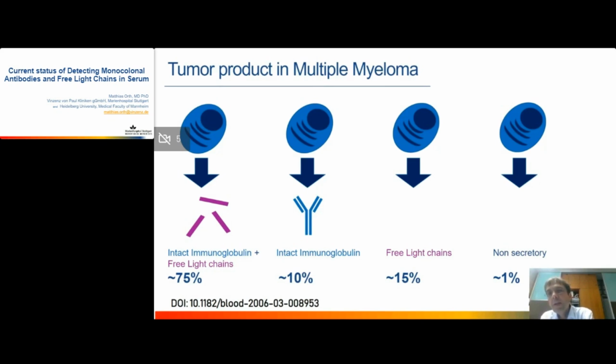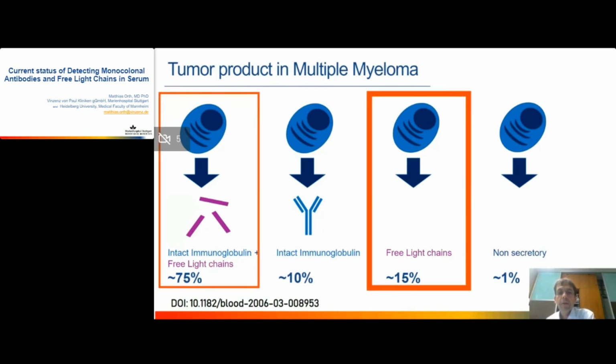So we know that the way we use it, whether we look for free light chains, will not detect some patients, and when we look only for intact immunoglobulins, we also will have a diagnosis failure in a few patients. So our topic today is the detection of multiple myeloma by free light chain assays, and when we employ this strategy, we will detect about 90% of the patients with multiple myeloma.